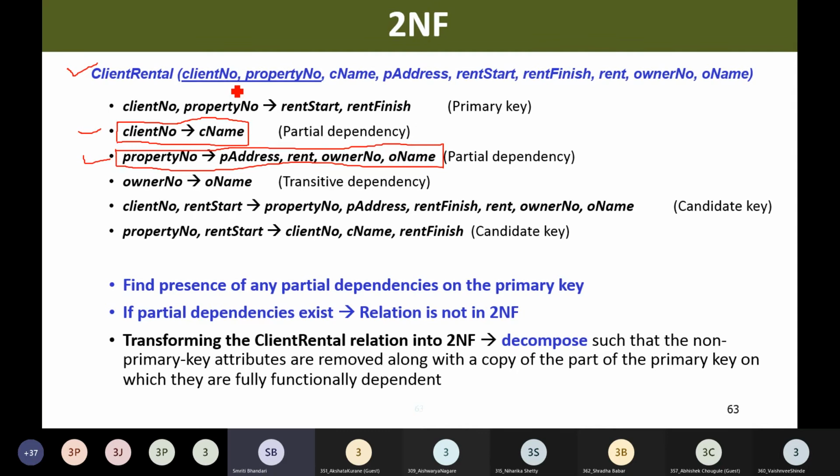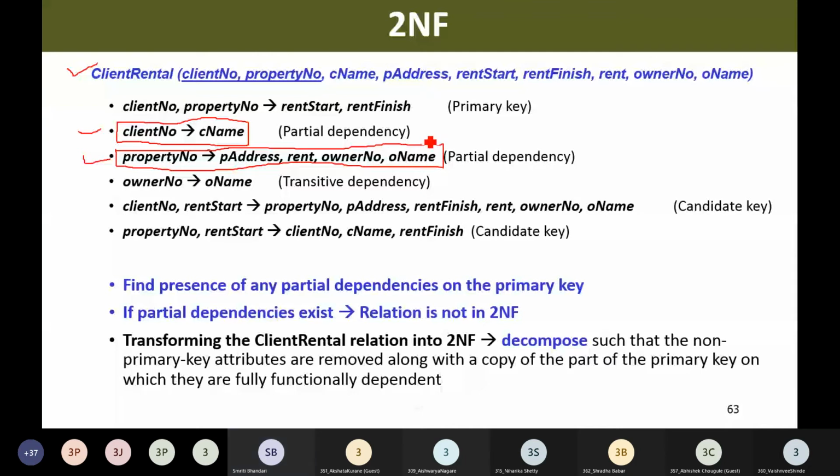And as we are talking about second normal form, we are considering the partial dependencies to decompose our relation. So in a straightforward manner, for every partial dependency, we will be having a separate table. So client name depends on client number, so we'll be having a separate table for that. Property number is determining property address, rent, owner number, owner name, right? So we'll be having a separate table for that. What next?